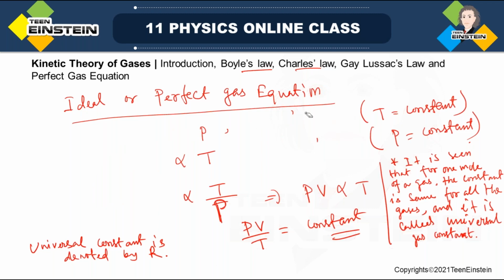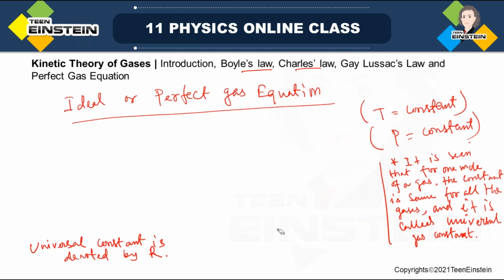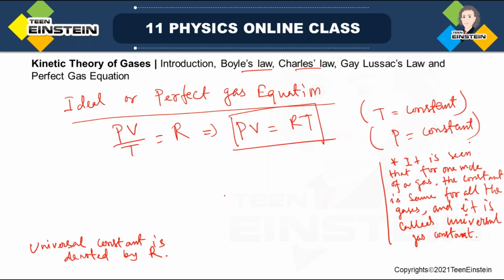We have got already the relation: PV by T is equal to constant. For 1 mole of gas, the value of this constant is the same for all gases. That's why it is called the universal gas constant and denoted by R. So for 1 mole of gas, PV by T is equal to R. Now if we rewrite this equation, we get PV is equal to RT. This is the very well known form of the ideal gas equation or perfect gas equation, and this is for 1 mole.